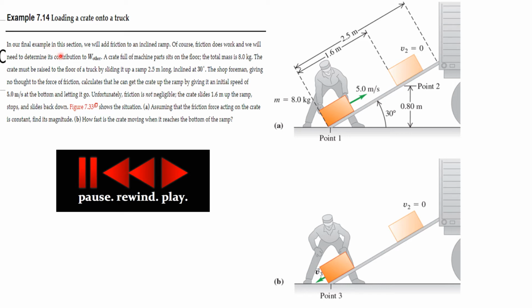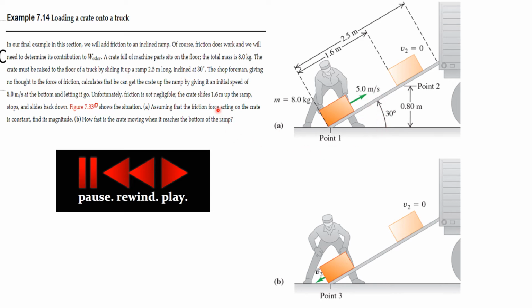In our final example in this lecture, we will add friction to the inclined plane. So there's friction on the ramp this time. Of course, friction does work, and we will need to determine its contribution to the work, and this is the work other. So a crate full of machine parts sits on the floor. The total mass is 8 kilograms. The crate must be raised to the floor of the truck by sliding it up a ramp that is 2.5 meters long, and it's inclined at 30 degrees. So this angle is 30 degrees.